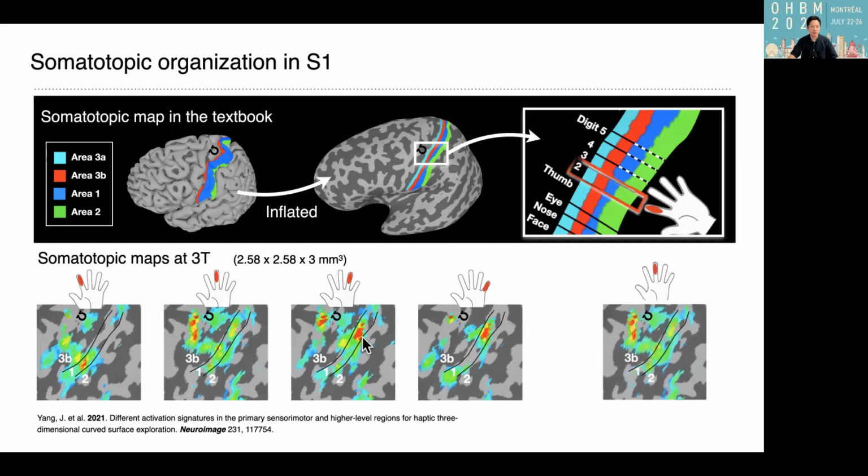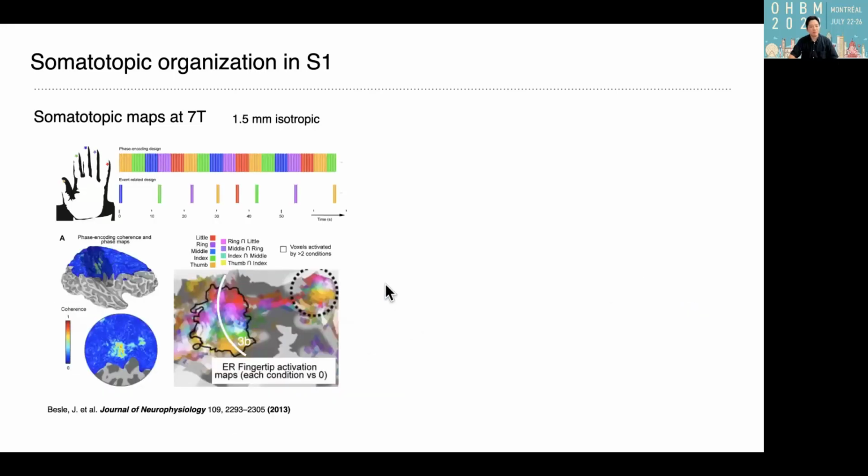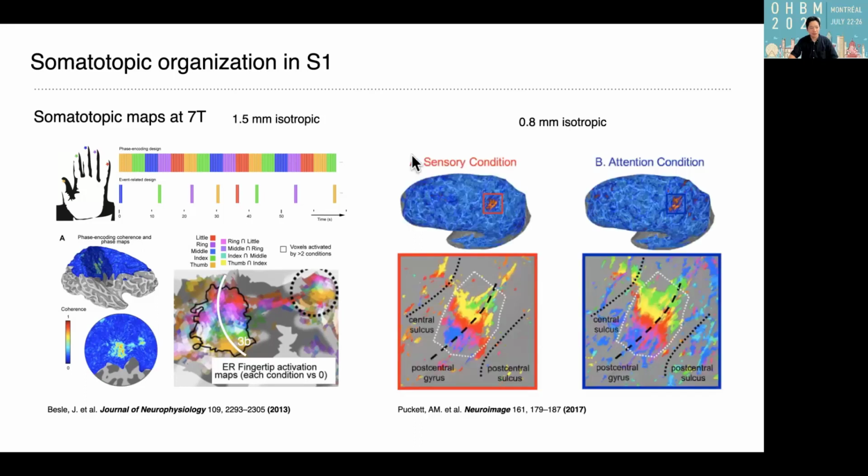However, the overlap is still there when we look at the result at 7 Tesla with 1.5 millimeter resolution. For example, in this study, in area 3B, the borderlines between fingers are not clear, and some of the areas are activated by all fingers. So beyond the resolution issue, some sort of cross-finger interaction or feedback modulation across these areas may be the factor for the overlap. One recent study at 7 Tesla supports this view by finding that attention modulated somatotopic maps, but they did not discuss much about the mechanism of this attention modulation.